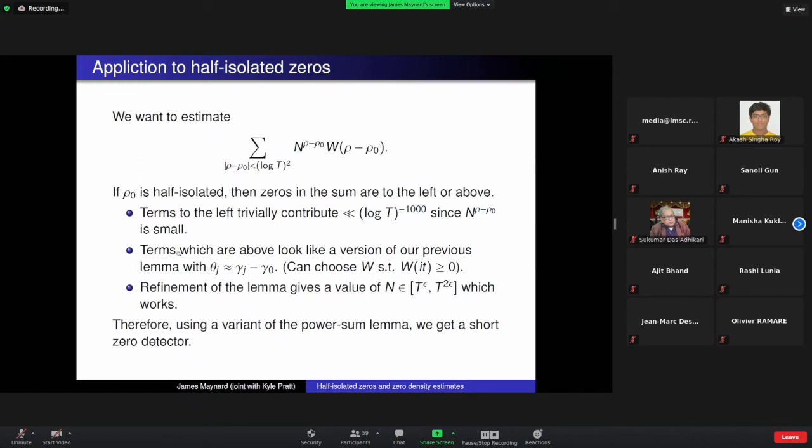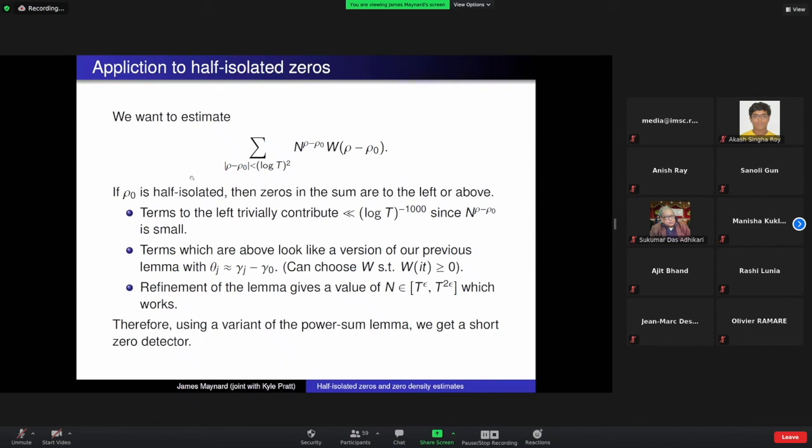If the zeros, say, perfectly lined up on a vertical line, then this starts to look exactly like the situation that we had before, where theta j is just given by the difference in the imaginary parts, gamma j minus gamma 0. And okay, we have this slight extra complication from the smooth weight w, but we can choose w so that it's non-negative on the imaginary axis, and we still have this discontinuity because we know that all the zeros lie above rho 0 whenever rho 0 is half isolated.